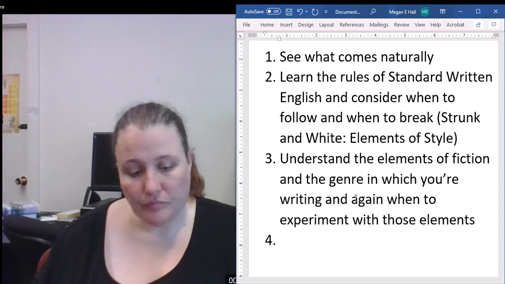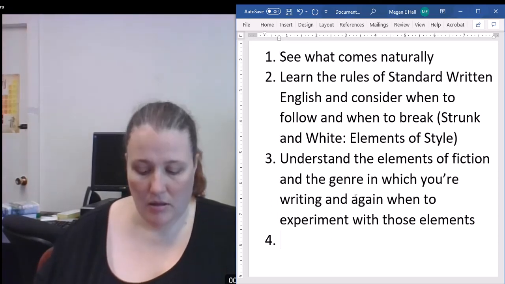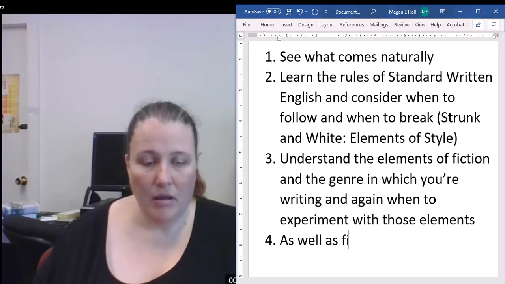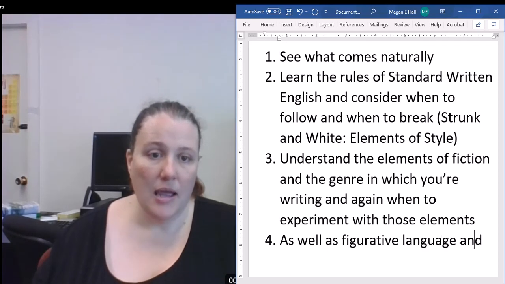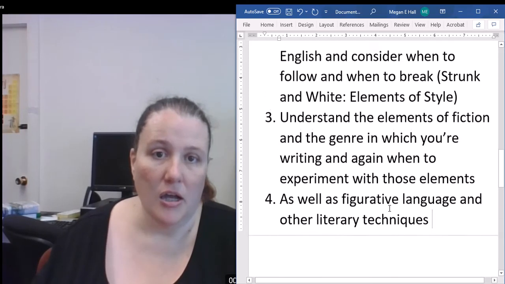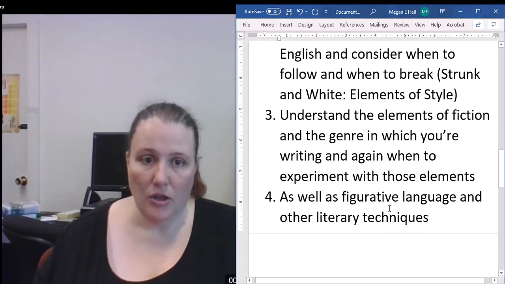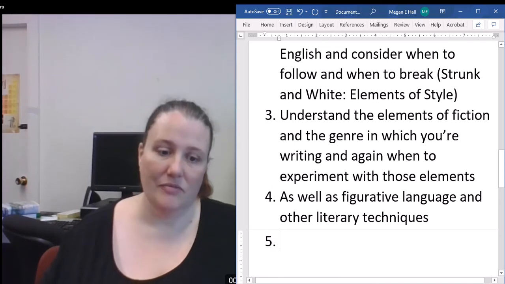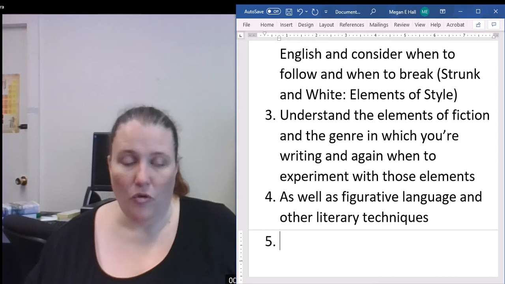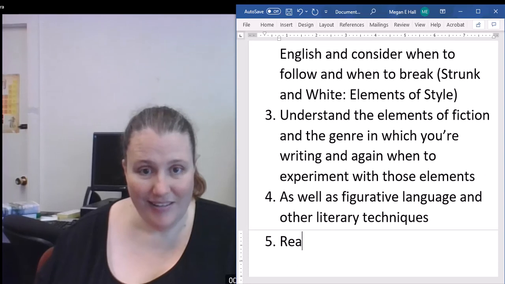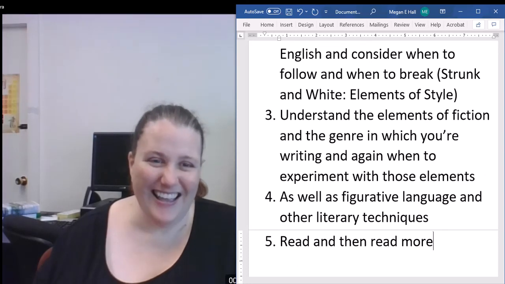Similarly, I'll just put, as well as figurative language and other literary techniques. So those are things like simile, metaphor. We saw Stephanie Meyer using some of those. We saw Stephen King using some of those. So having some similes in there, mixing the similes, having an extended metaphor that goes on for a couple pages. Number 5 is to read and then read more.